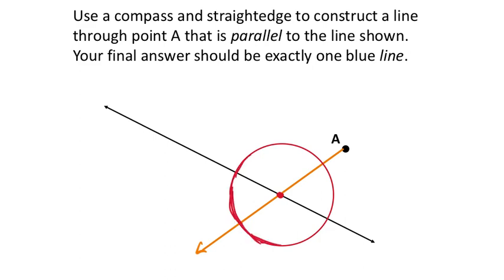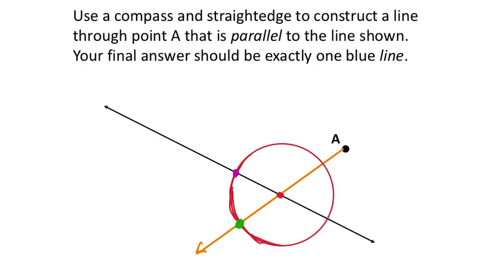So this is what I get right there. Again, I've drawn this red part of the circle right there, so I can see this angle right here, and I'm going to copy it up here. Now what that does is it gives us two more intersecting points. We get this one right here, and we get this one right here.